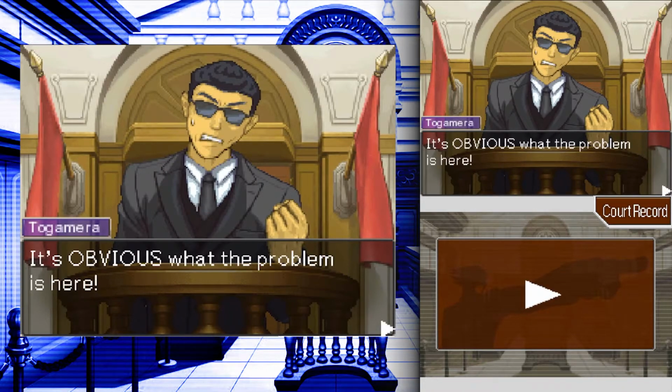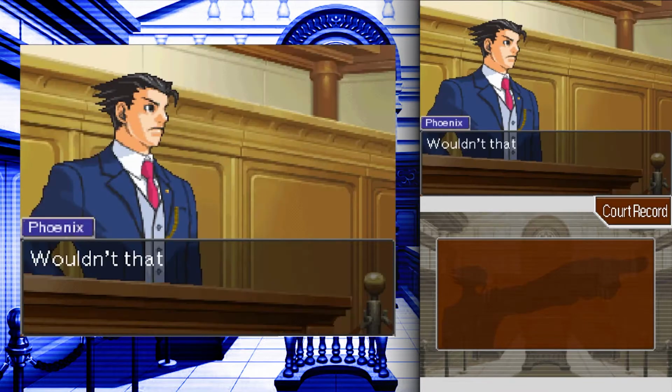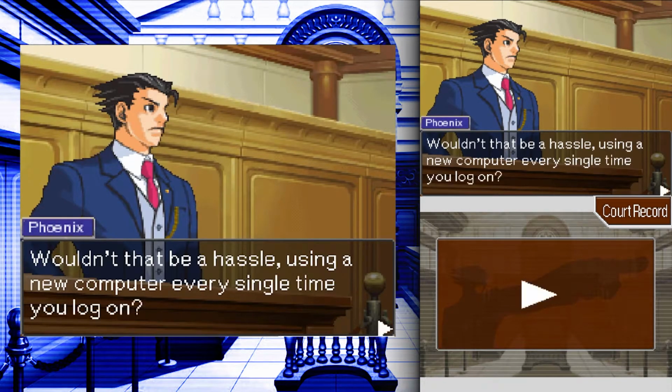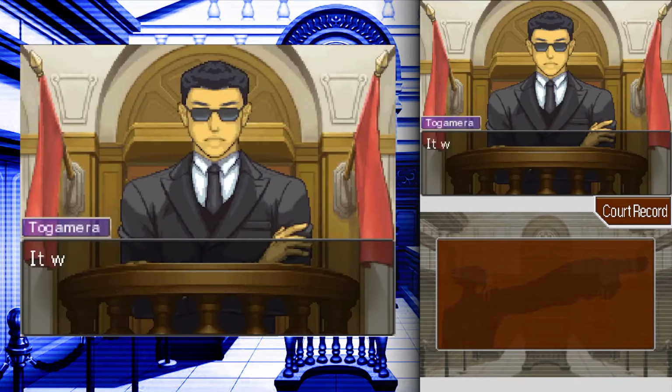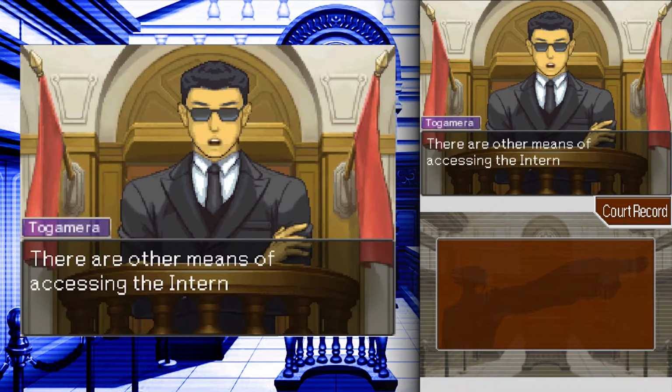It's obvious what the problem is here. All Books needs to do is use a different connection. Simple. Wouldn't that be a hassle, using a new computer every single time that you log on? It was necessary to keep his cover, and it wouldn't be nearly as complicated as you'd think. There are other means of accessing the internet. In this day and age, yes, but this is Phoenix Wright. The technology is outdated more or less, even though it takes place in around this exact same time period.